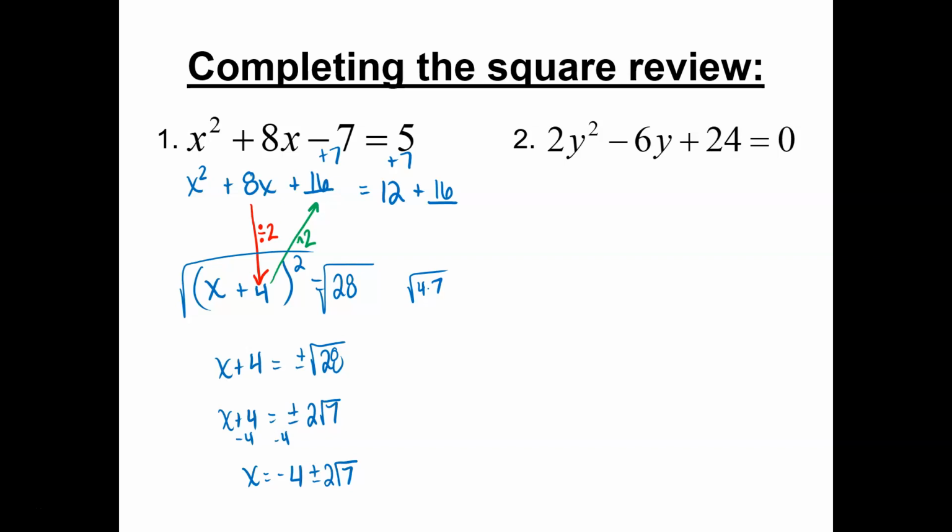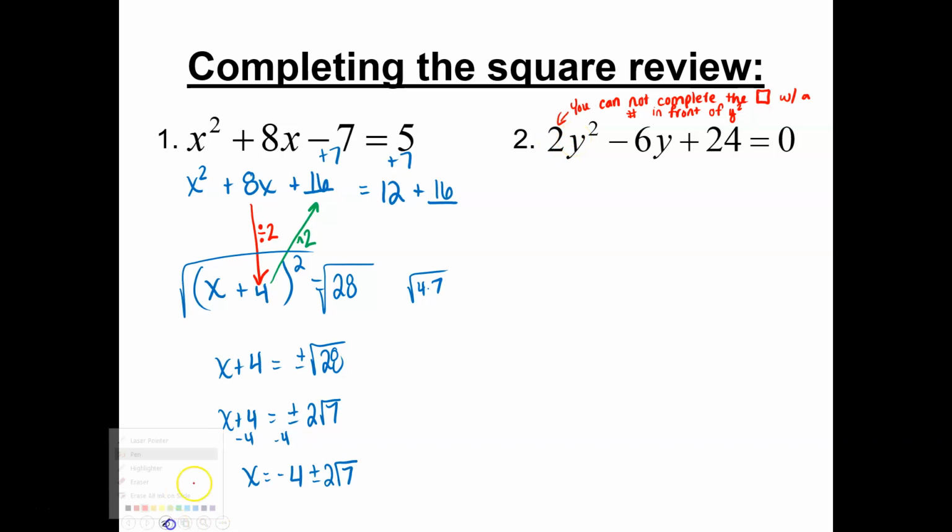Let's do another to practice this some more before we get into doing this for circles. A note right here: you cannot complete the square with a number in front of your, in this case, y squared. You can't complete the square when you have a number in front of that squared term.